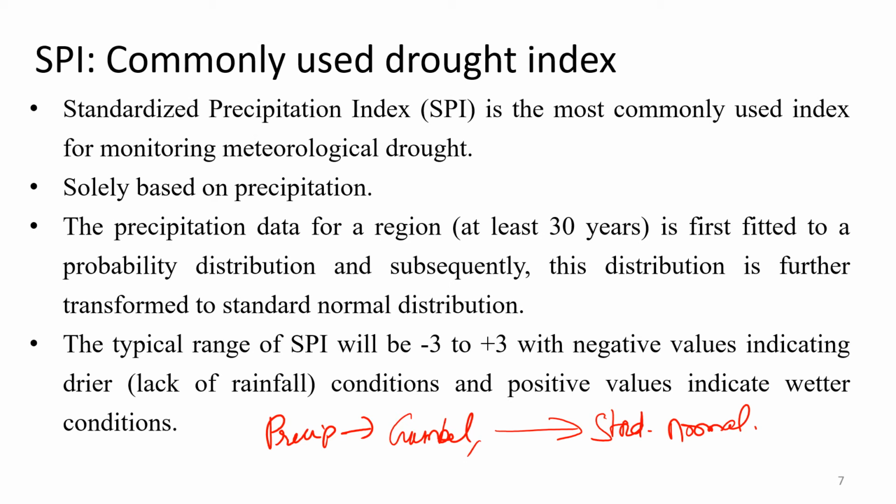In a standard normal distribution, we all know that 99.99% of data lies between a standard deviation of -3 to +3. So typically SPI will range from -3 to +3. Most of the time, very rarely will it exceed that on either side. Positive values indicate wetter conditions because 0 is the normal mean value. Negative SPI indicates drier conditions. Concept-wise it is one of the simplest drought indices, but a very powerful one at the same time.